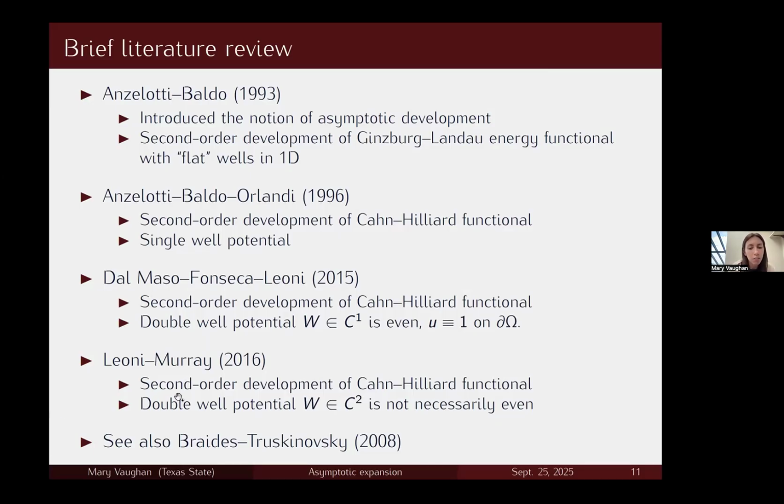Then Leoni and Murray also looked at the second order development of the Cahn-Hilliard functional with a double well potential, with slightly different assumptions. They don't assume that u is equal to 1 on the boundary. So what they get for their second order term, if you think for the first order term you have the perimeter functional, is a little bit more complicated term, but it has to do again with the curvature of the minimizers. So that's what they see in the second order term. And yeah, that's just a little bit of context.